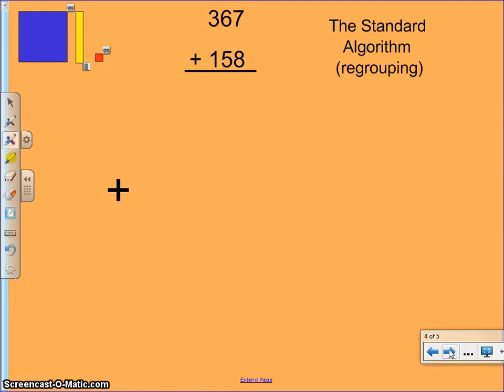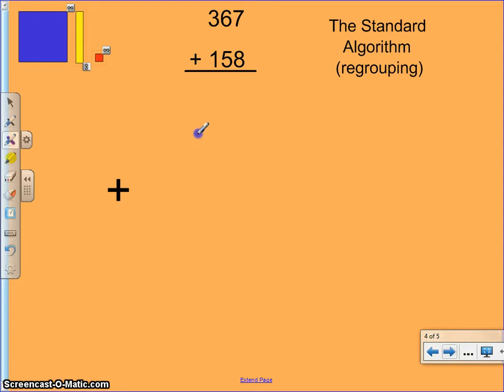Now there are some things I have to do with the standard algorithm when I need to regroup. What I mean by regrouping is that when I add my ones place or my tens place or even my hundreds place, and those two digits add up to 10 or more, I need to regroup because I can only have one digit in each place value. And I'll show you what I mean.